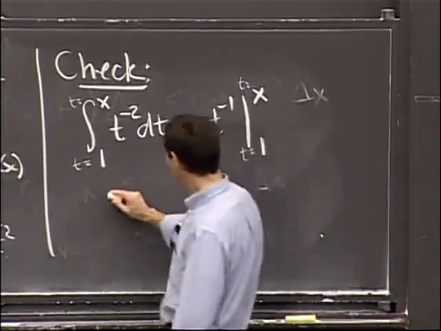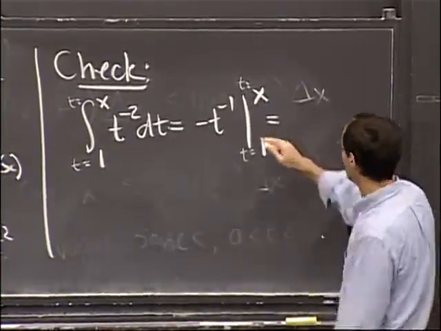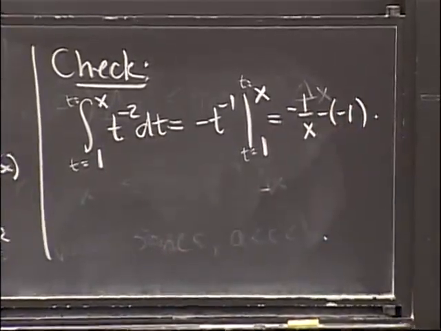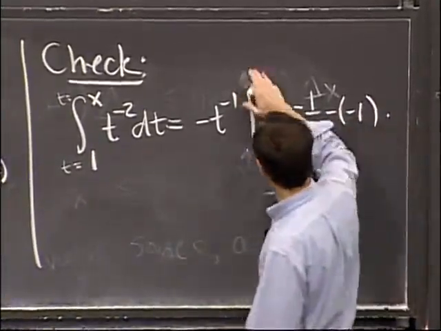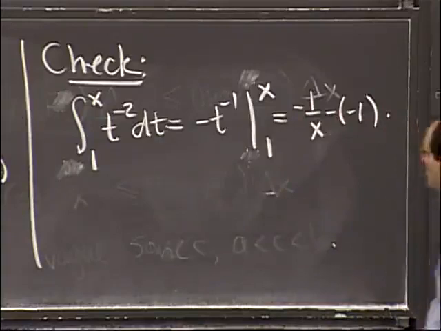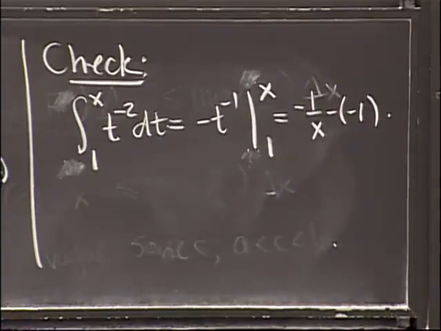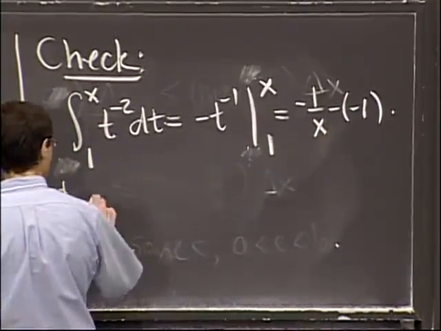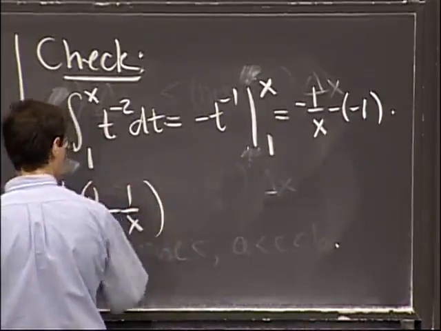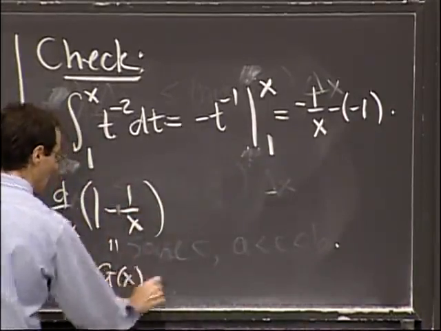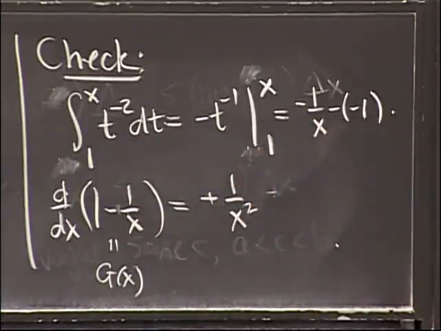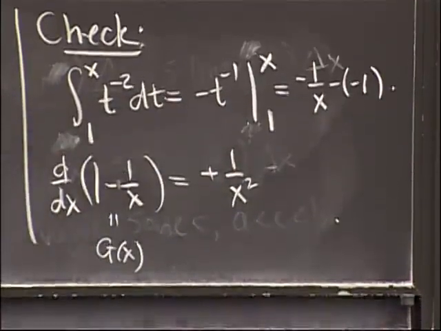And now if I plug that in, I get what? I get minus 1 over x, and then I get minus a minus 1. All right, so let me get rid of those little t's there. So this is a little easier to read. All right, and so now let's check it. It's d by dx. So here's what g of x is. G of x is 1 minus 1 over x. That's what g of x is. And if I differentiate that, I get plus 1 over x squared. That's it. You see the constant washed away.